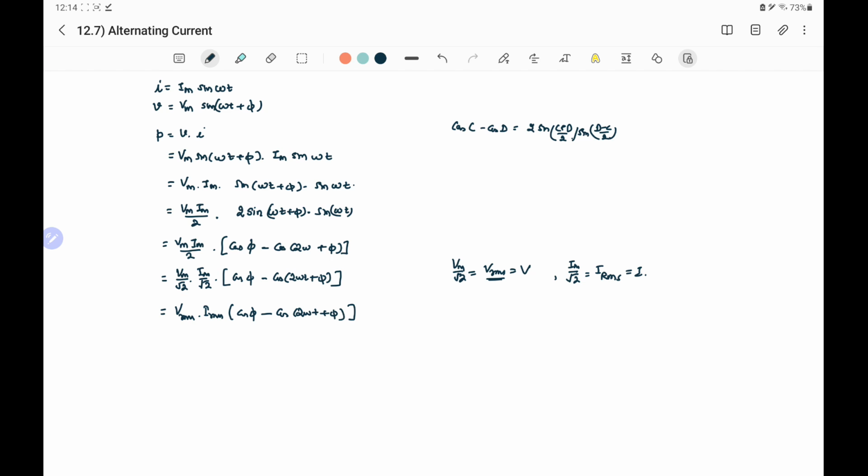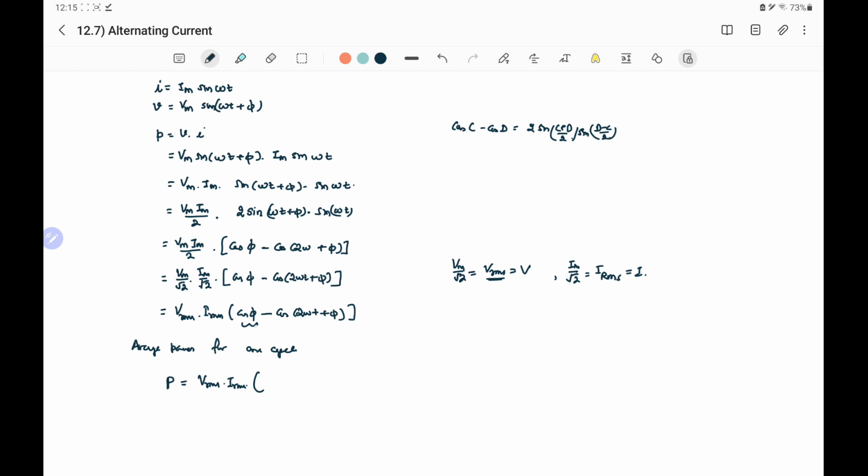Now we take the average for a cycle because this is the instantaneous power. So if we consider one cycle and take the average, then the average power for one cycle, it will be P, that is equal to Vrms into Irms. These are the constant terms with respect to the cycle.